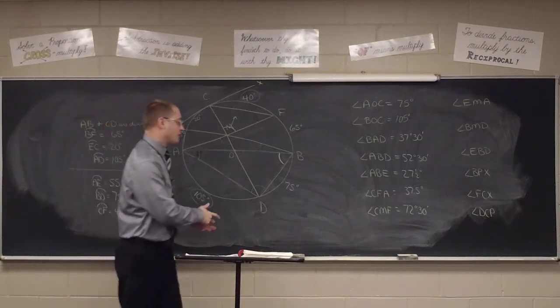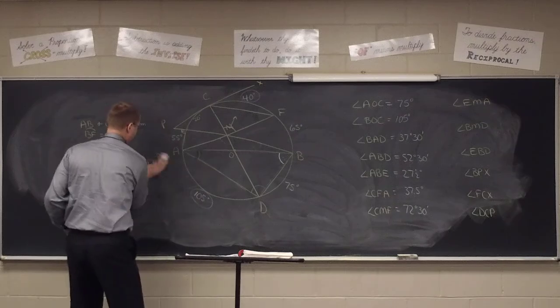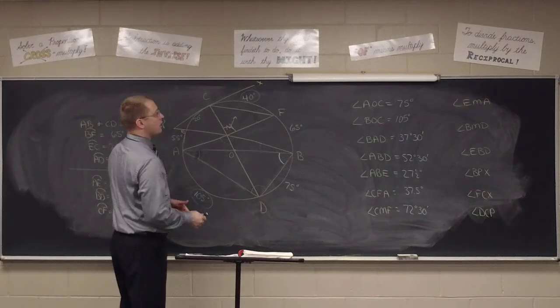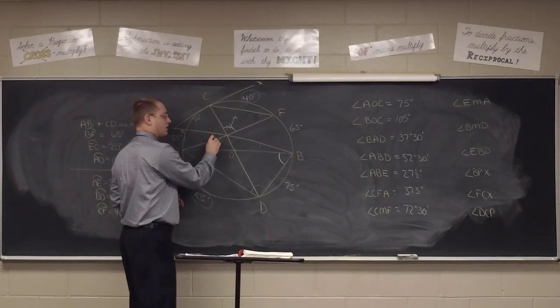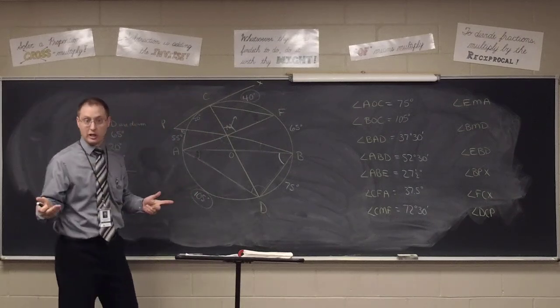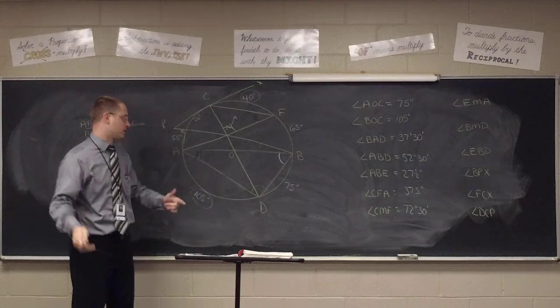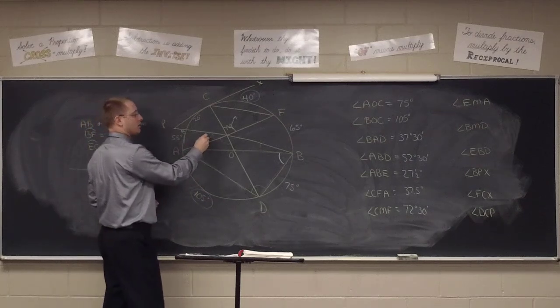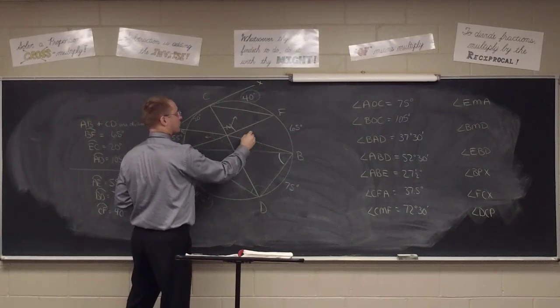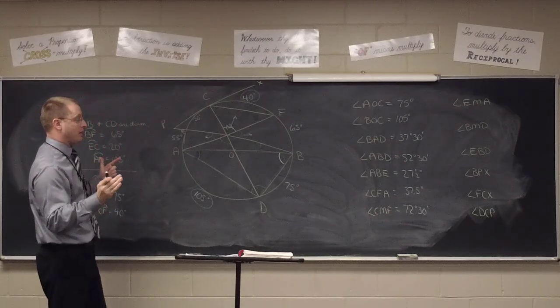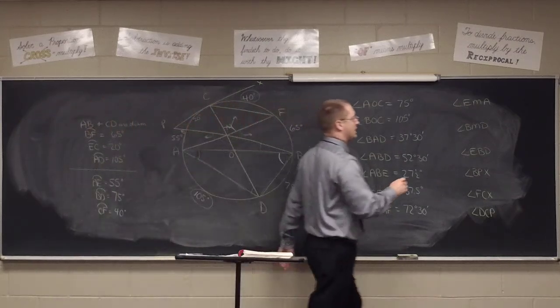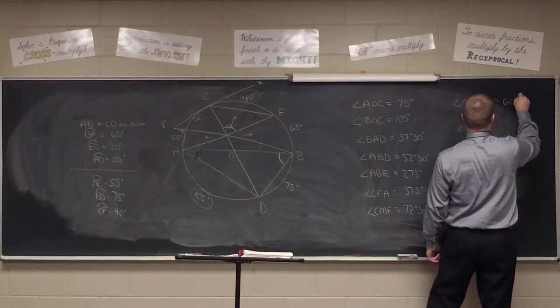82 and a half. All right, so EMA next up. EMA, this little guy right here. Again, inside the circle, equals half the sum. Its own arc is 55. The vertical angle's arc is 65. The sum is 120. Half of that is 60 degrees for EMA.